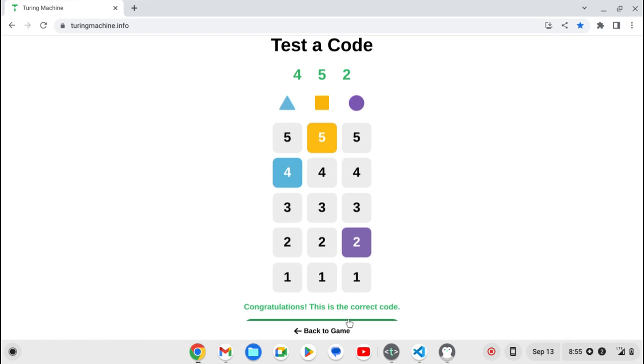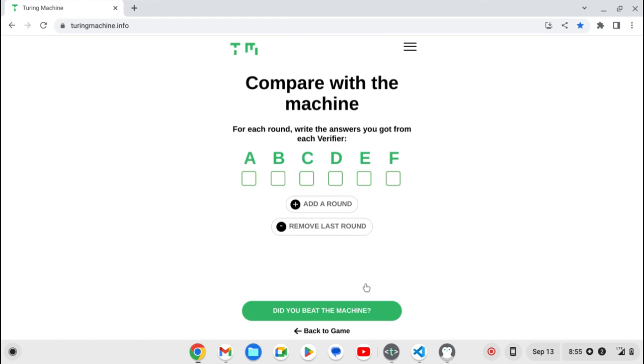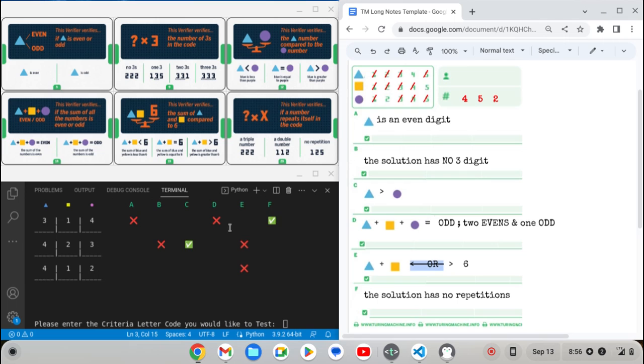Okay, fantastic. Now, how do we do versus a Turing machine? So we did do 3 rounds. So we tested 7 criteria among 6. That's not too bad, but let's see how we did. So it looks like in the first round we did ADF with the last being correct, and then we did the remaining 3 criteria cards, BCE, and the middle one was correct. And then we did E again, and that was incorrect.